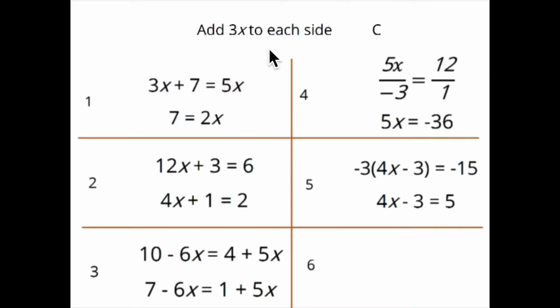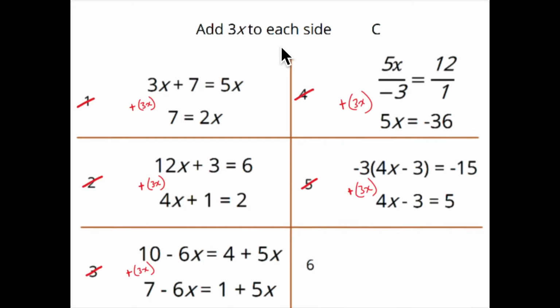And C, add 3x to each side. And that doesn't match any of the 5 given pairs of equations. So you have to make up your own. So I'm going to add 3x to each side. So I have to come up with something to add 3x to. So I'm just going to make something up.